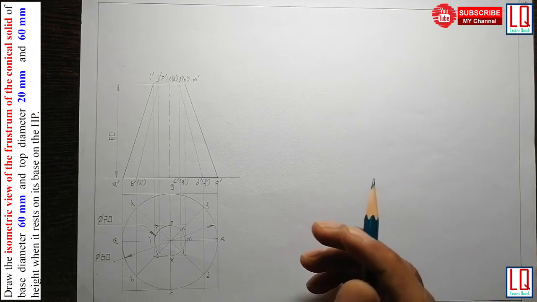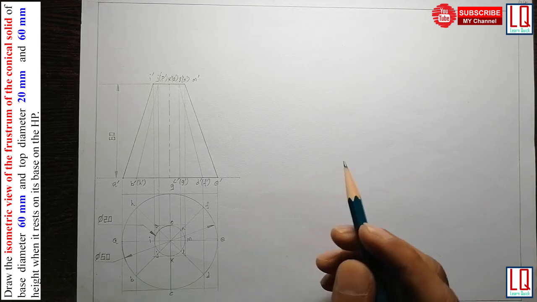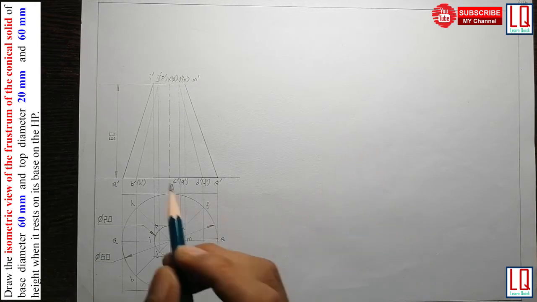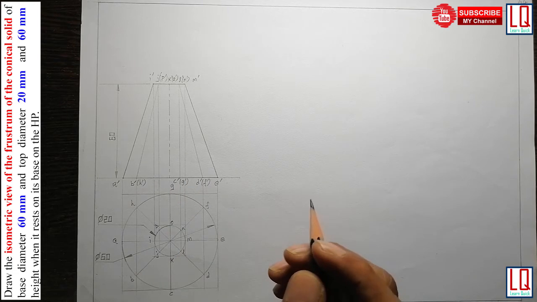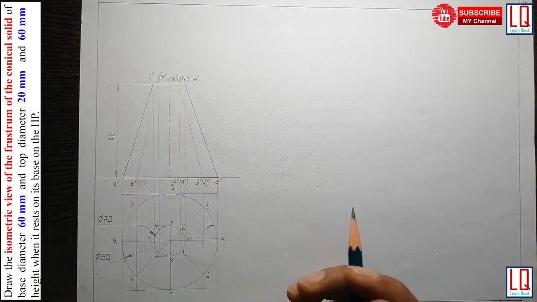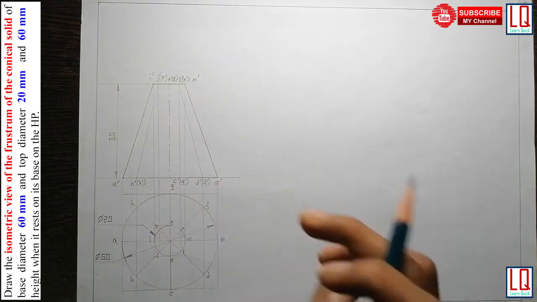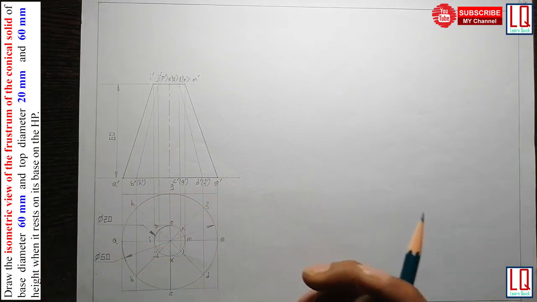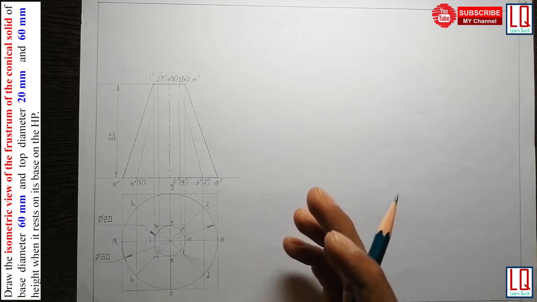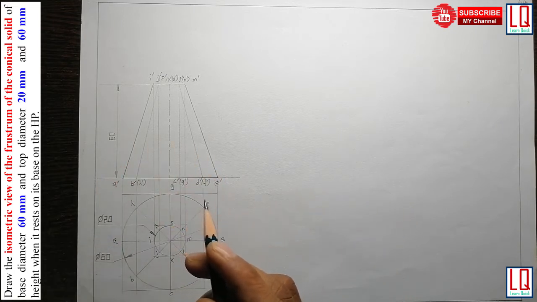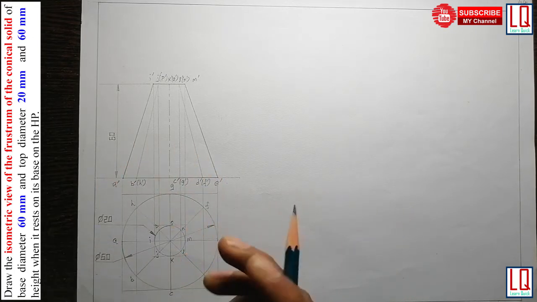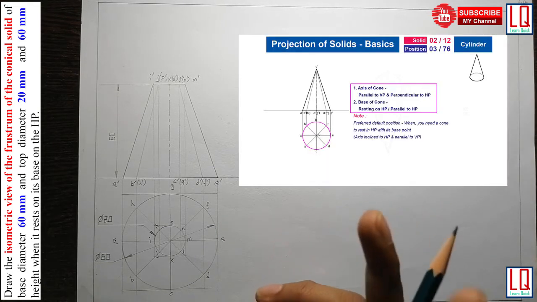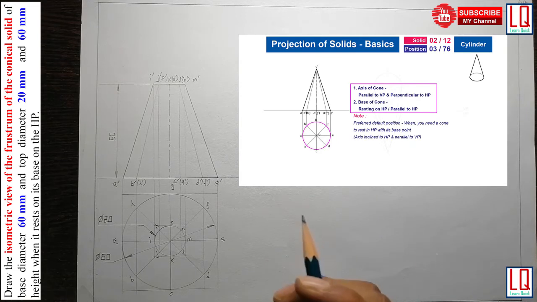Let's read the question. Draw the isometric view of the frustum of the conical solid of base diameter 60 mm and top diameter 20 mm and height of 60 mm when it rests on its base on the HP. I have already drawn the default orthographic projection of the conical solid, referring to our previous video lecture on projection of solids, solid type 2 and position type 3.